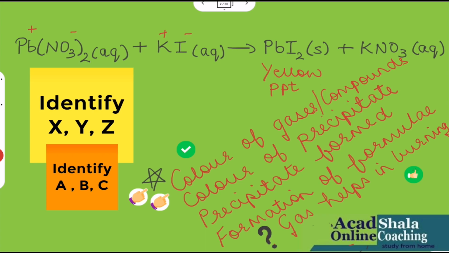Clear, children? So again, I just revise with you what you should know in this type of questions: the color of the gases or the compounds, the color of the precipitate, which is the precipitate formed, formation of formulae, very, very important. Otherwise, you cannot solve any equation in chemistry. And the gases which help in burning.